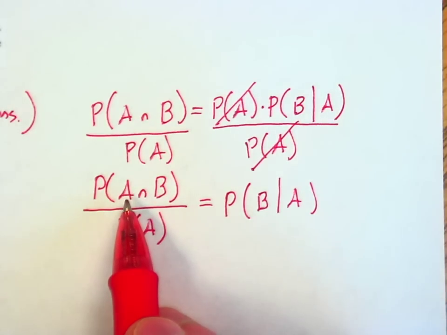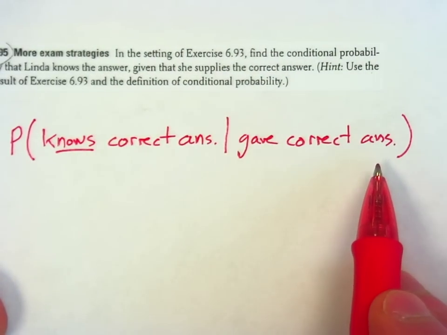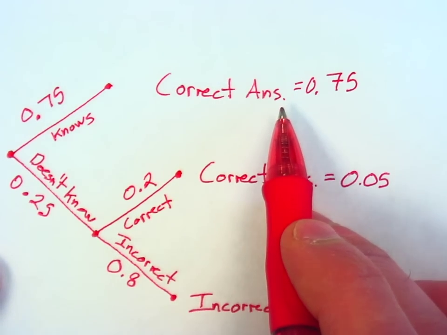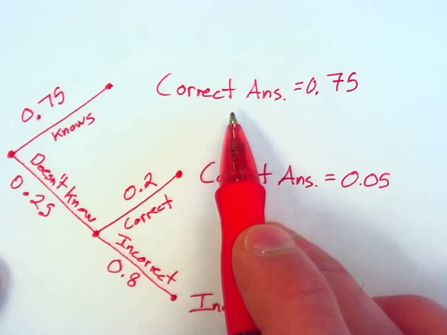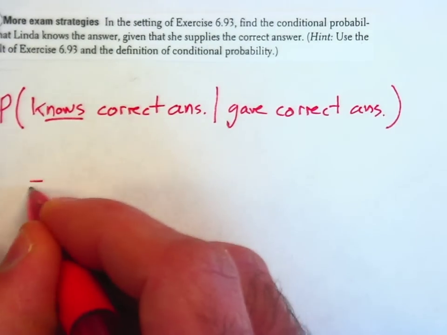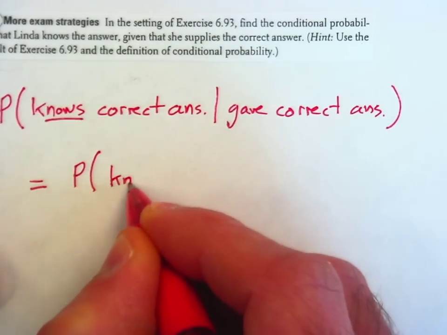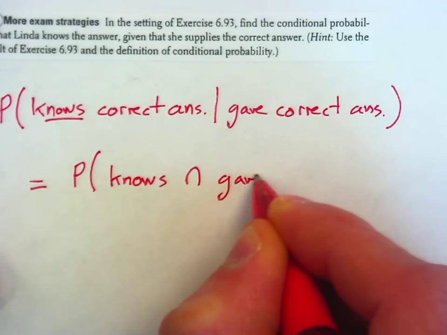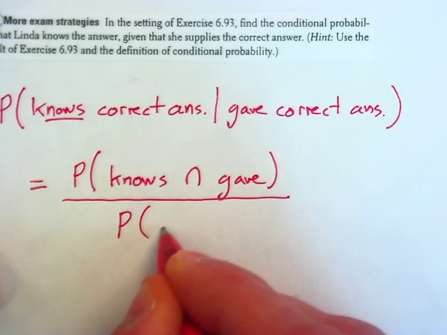We need to take the joint probability that she knows the correct answer given that she gave the correct answer. Well, that probability, I already know, is 0.75. If she knows the correct answer, of course, she's going to give that correct answer. The numerator is 0.75. So that's the joint probability. So I'll write it this way. The probability that she knows and gave the correct answer. We're going to divide this by the probability that she gave a correct answer.